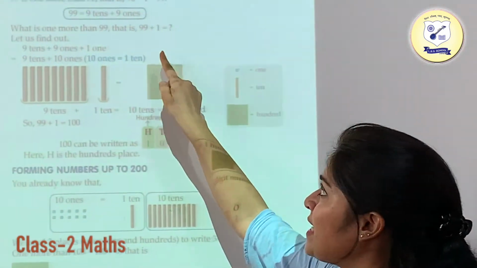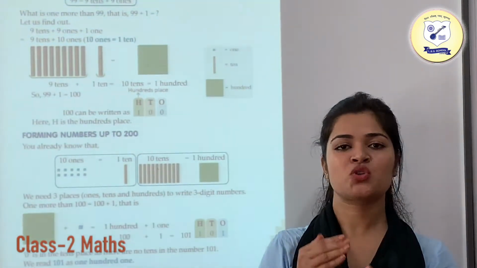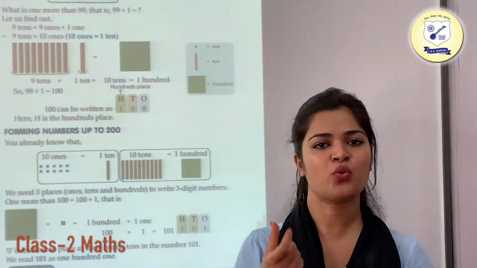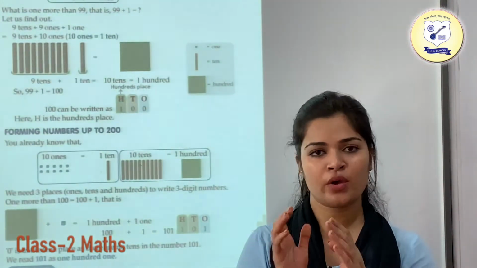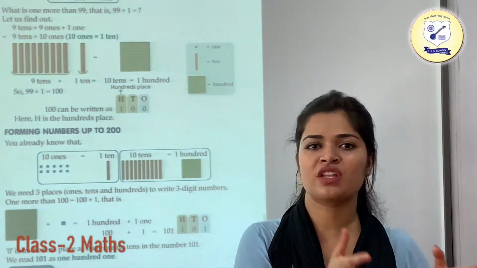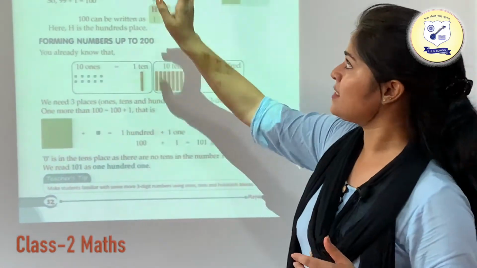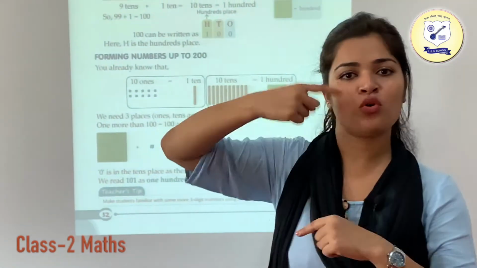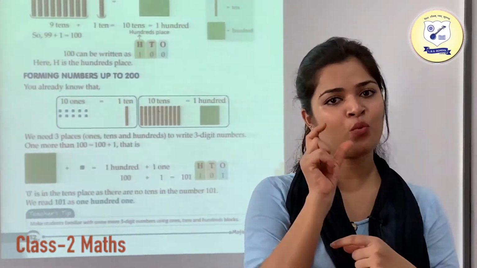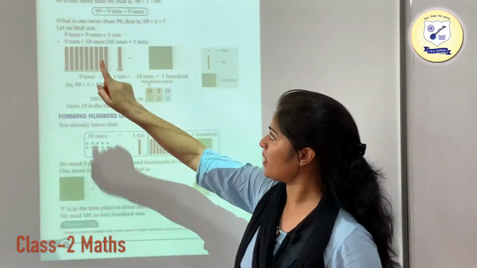That is 99 plus 1. If you want to check the number which is just 1 more than the given number, then we just add 1 to it. And if you want to check the number which is just 1 less than the given number, then we subtract 1 from it. Since it is asking for 1 more than 99, we are just going to add 1 to it. So this is going to be 99 plus 1.